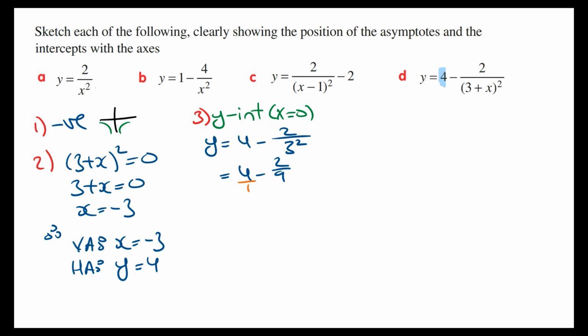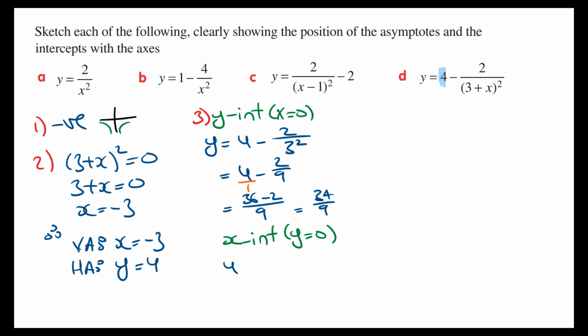To work this out, if we put this on 1, then we can write this as everything on 9, and then 4 times 9 is 36, and then minus 2 times 1, which is 2. And so this is going to be 34 on 9, which is going to be a little bit more than 3.4. And now for the x-intercept, we let y is equal to 0 and then solve for x.